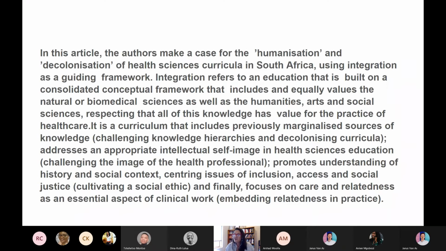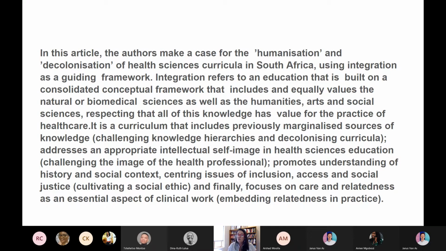In the article that I asked you to read closely, the authors make a case for humanization and the decolonization of health sciences curricula in South Africa. Their overarching framework is an integrative one, an education built on a consolidated conceptual framework that includes and equally values the natural or biomedical sciences, as well as the humanities, which would include the arts and social sciences, respecting that all of this knowledge is absolutely critical to the practice of healthcare.